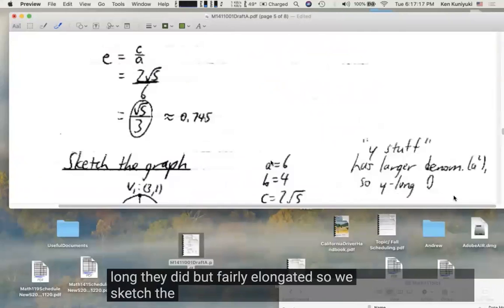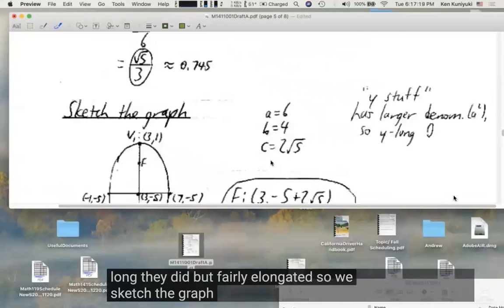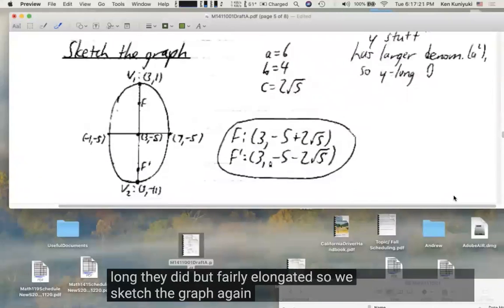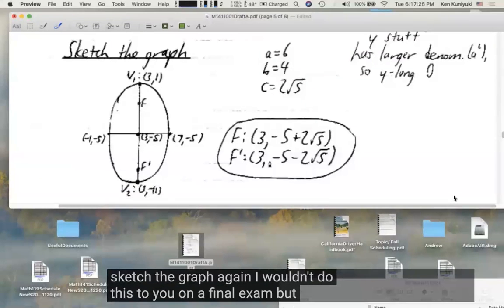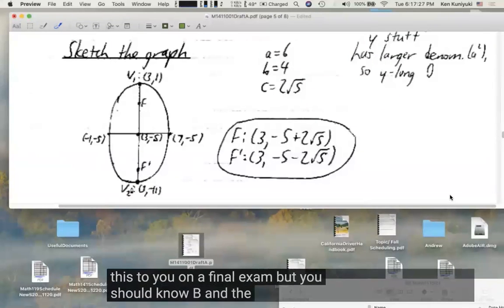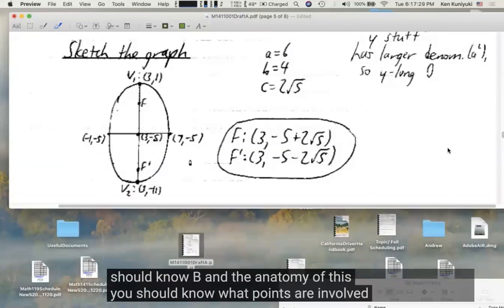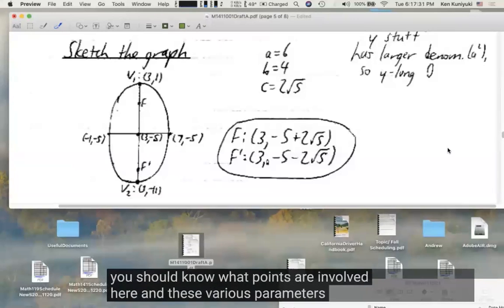So we sketch the graph. Again, I wouldn't do this to you on a final exam, but you should know the anatomy of this. You should know what points are involved here and these various parameters.